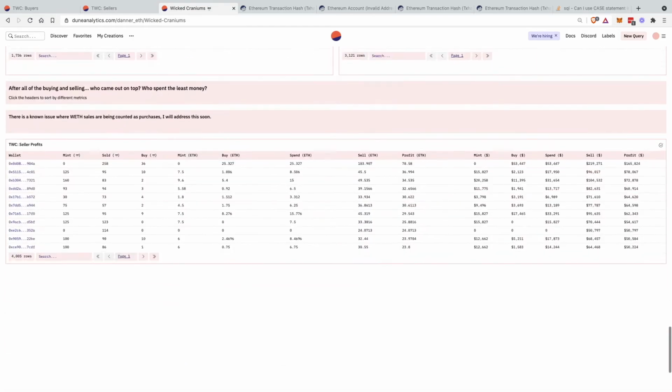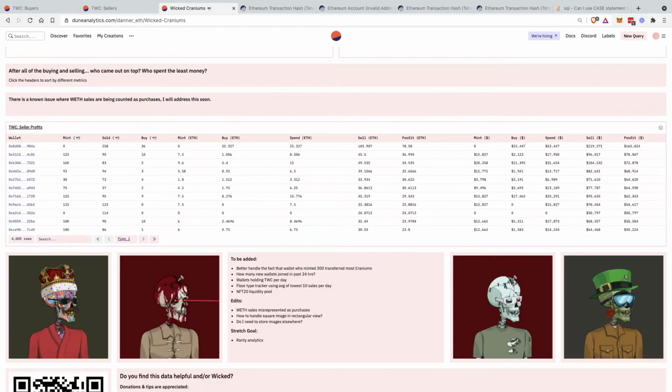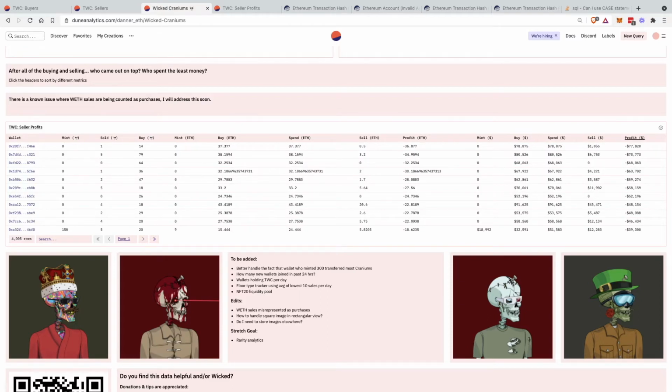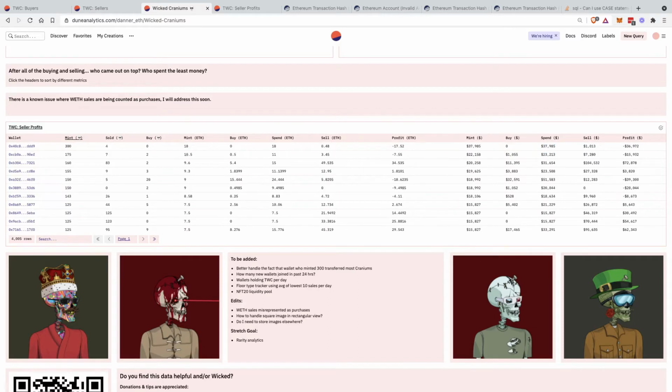And where we're going to go now is back to this seller profits table. So I actually think this is a really interesting table to see, who's absolutely crushing. Oh God, that's ugly. I guess this isn't really a profit situation. This person hasn't lost money per se. They've just spent a pimped out Range Rover on Wicked Craniums. But again, if we go back to this mint row right here, this guy here minted 160.